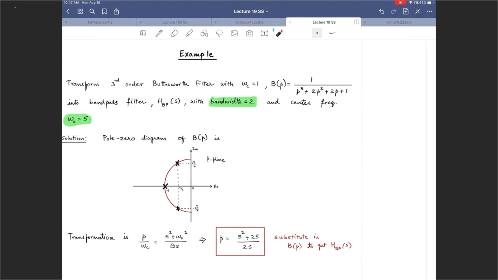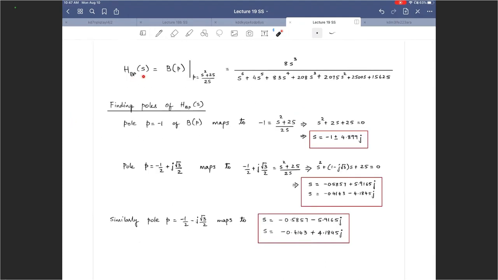And if we do that, we are going to get the transfer function of the band pass filter to be this big polynomial in the denominator here. You have 8S cubed in the numerator. So you have a 6th order polynomial in the denominator. Now, of course, if you want to find the 6 roots of the denominator, you can do that. It's going to be probably easier for you to use a calculator or MATLAB to find the 6 roots of the denominator. That will give you the 6 poles of the band pass filter.